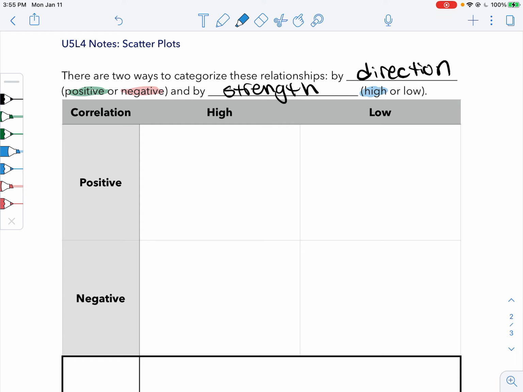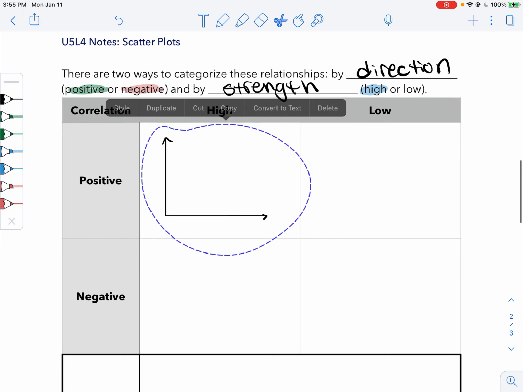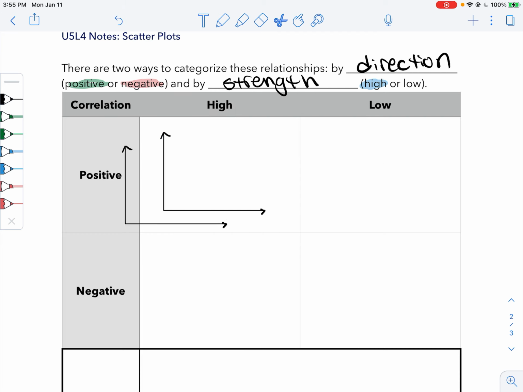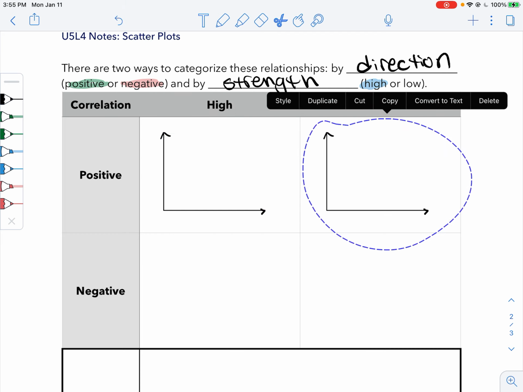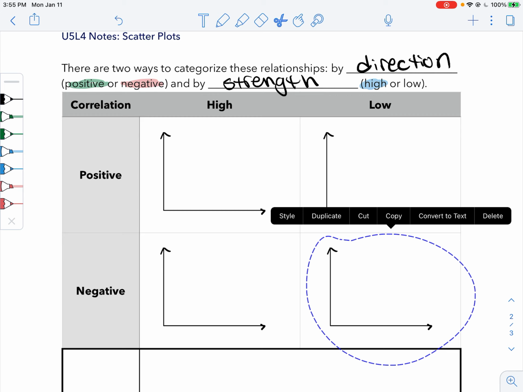Okay? So let's show you some examples of what that will look like. If you have a graph that looks like this, you'll want to put these two axes in each of your little boxes here. I'm going to show you what positive high correlation looks like, positive low, negative high, and negative low. So let's start out with the direction.